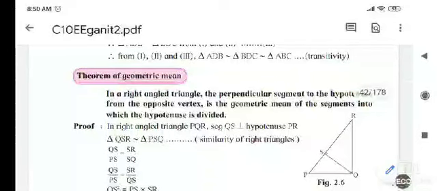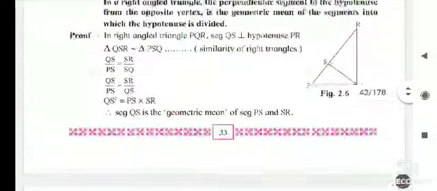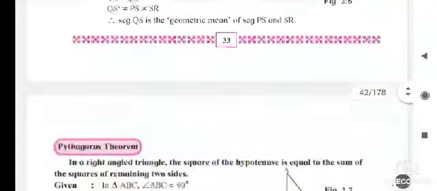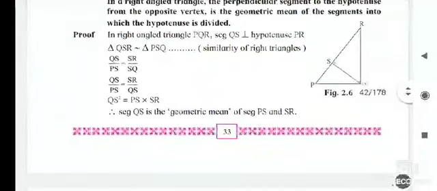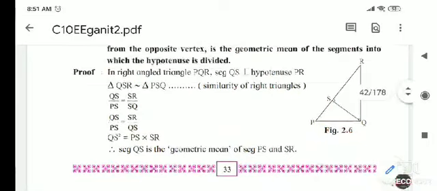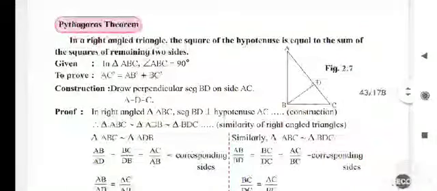Hello students, under the lesson Pythagoras theorem, today we will see the next part of the lesson, that is the revision. In the last lecture we had seen till geometric mean, meaning QS square is equal to RS into PS, that we had seen. Now we will see the next part, that is the Pythagoras theorem.